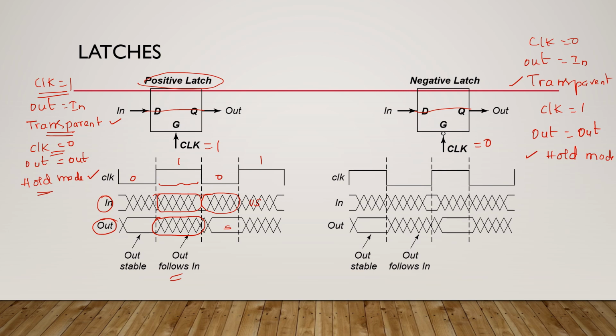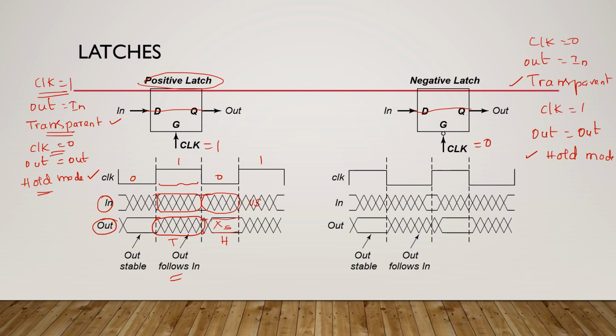During my clock is 0, even though the input changes, that is the crisscross lines we have, right? Keep on the input data changes. Even though it changes, that is not replicated here. Instead of that, the previous data is maintained the same during this clock period. That's why in this period, we can say the latch is in hold mode. In this period, we can say the latch is in transparent mode.